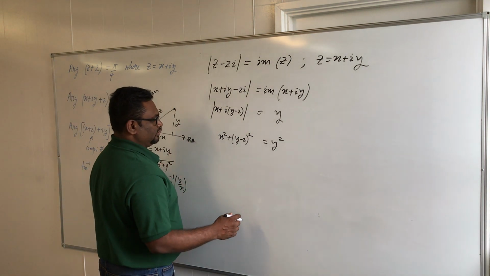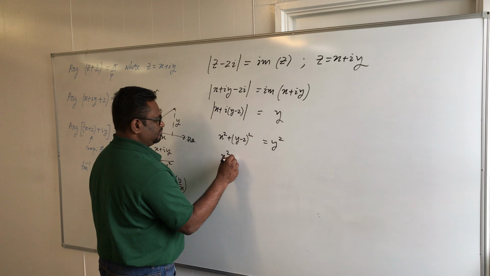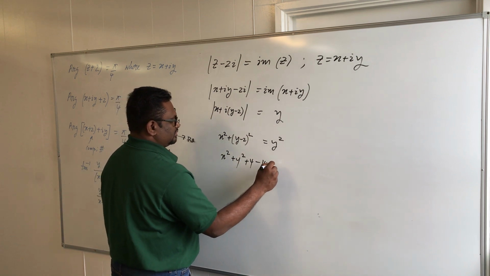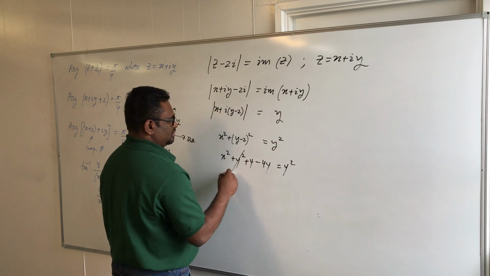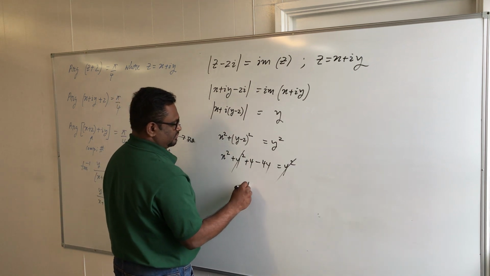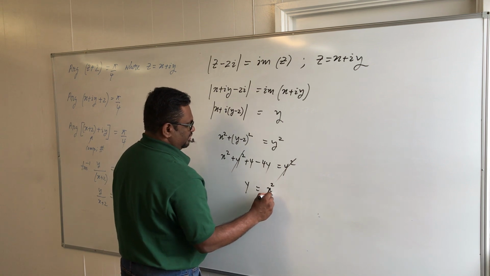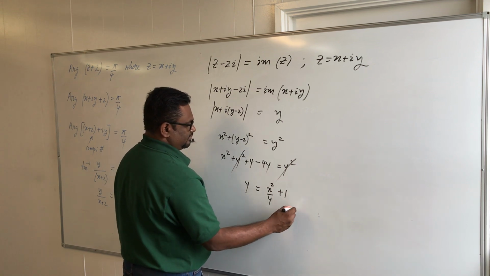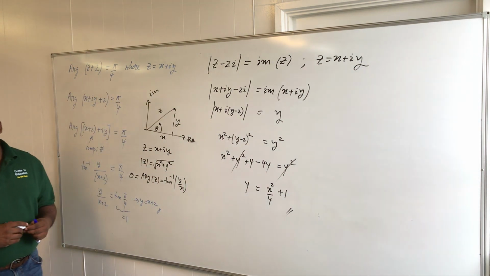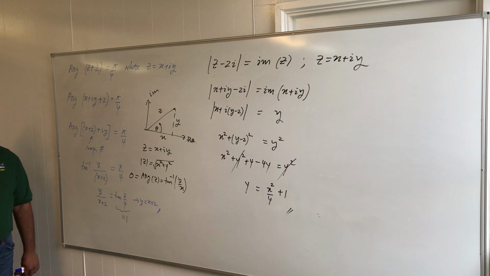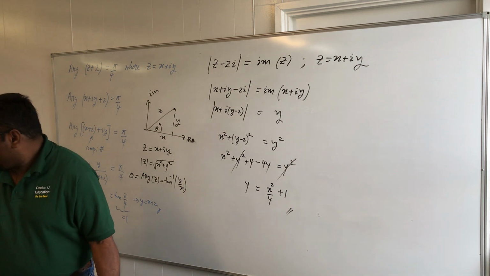So now it's easy, right? y squared plus 4 minus 4y is equal to y squared. So y is equal to x squared divided by 4 plus 1. Is that the answer? Yeah, okay.